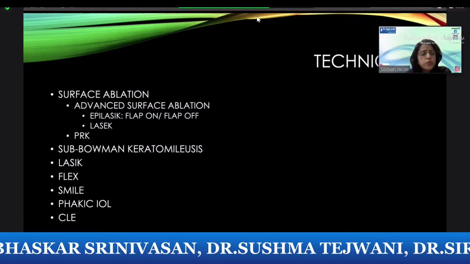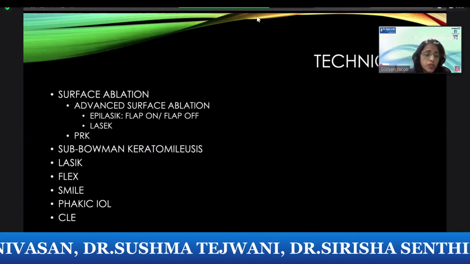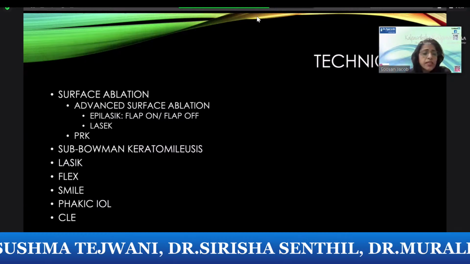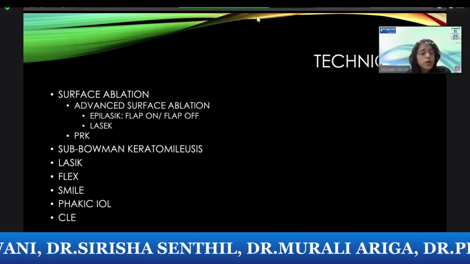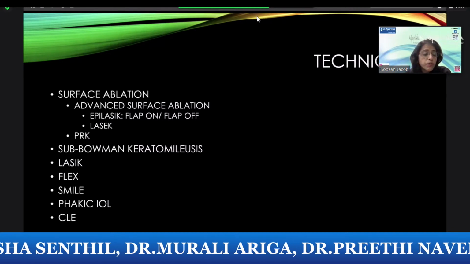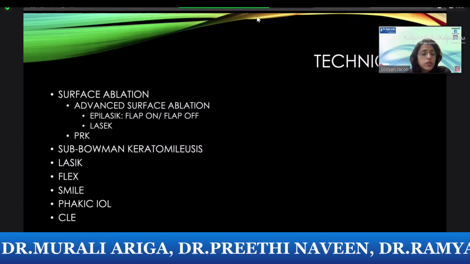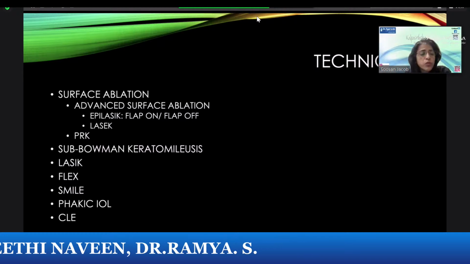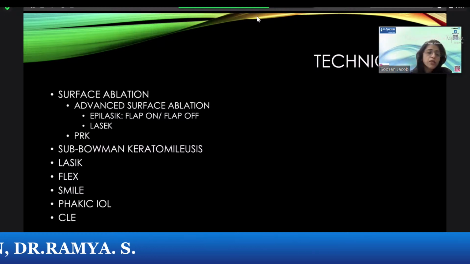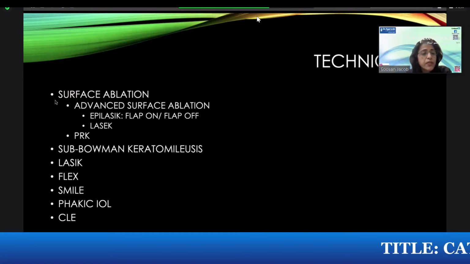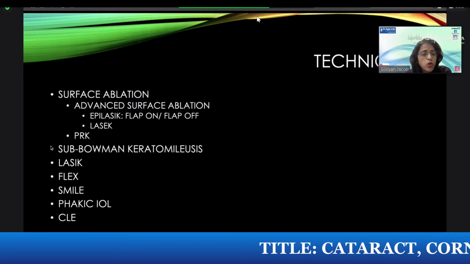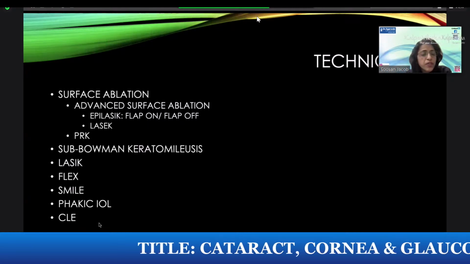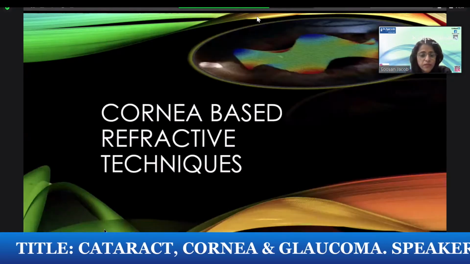LASIK is the age-old procedure which combines both the ultra-thin flap LASIKs as well as the LASIK flap which used to be done at least a decade ago, where the flap thickness would be up to 200, 160 microns. So that entire thing encompasses LASIK. But currently, the LASIK that is performed includes only the thin flap LASIK, because no one creates these thick flaps anymore. FLEx and SMILE are other techniques which Ramya already explained. And everything from here to SMILE is all cornea-based refractive surgery. Phakic IOL and clear lens extraction are the lens-based refractive surgeries.